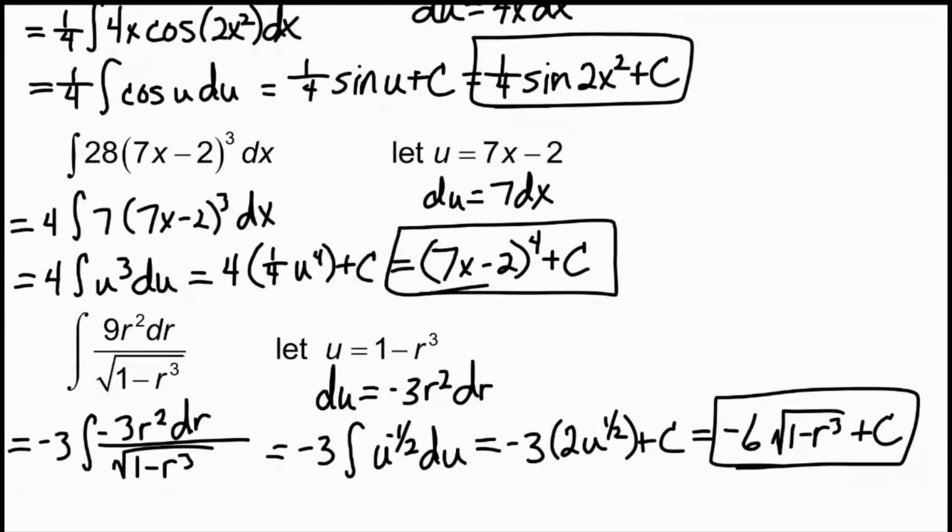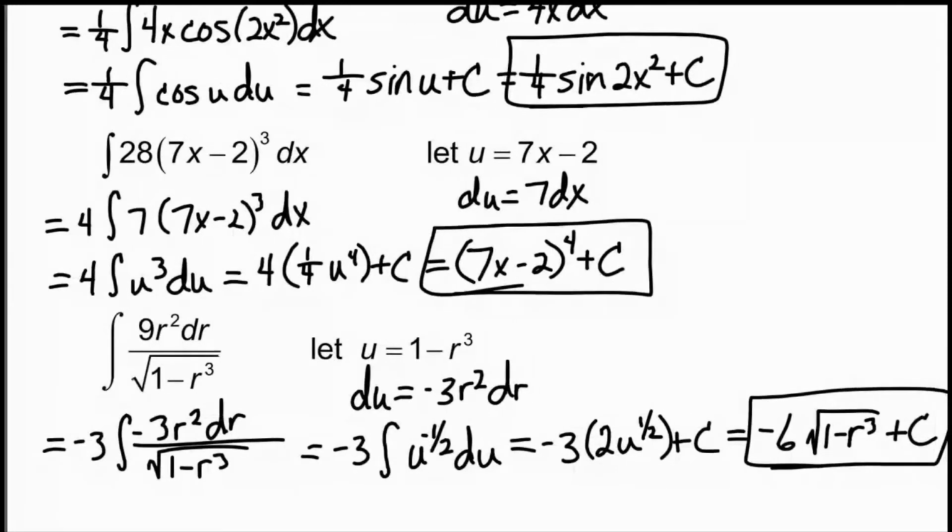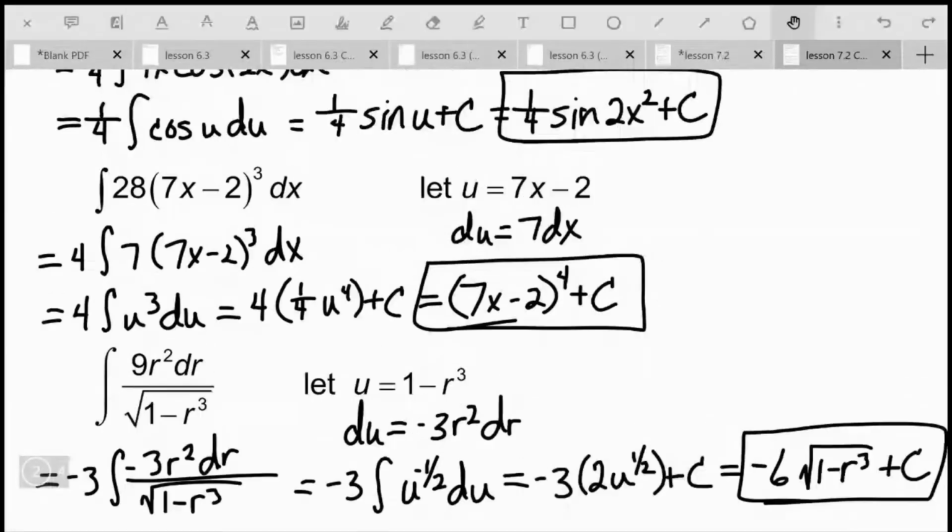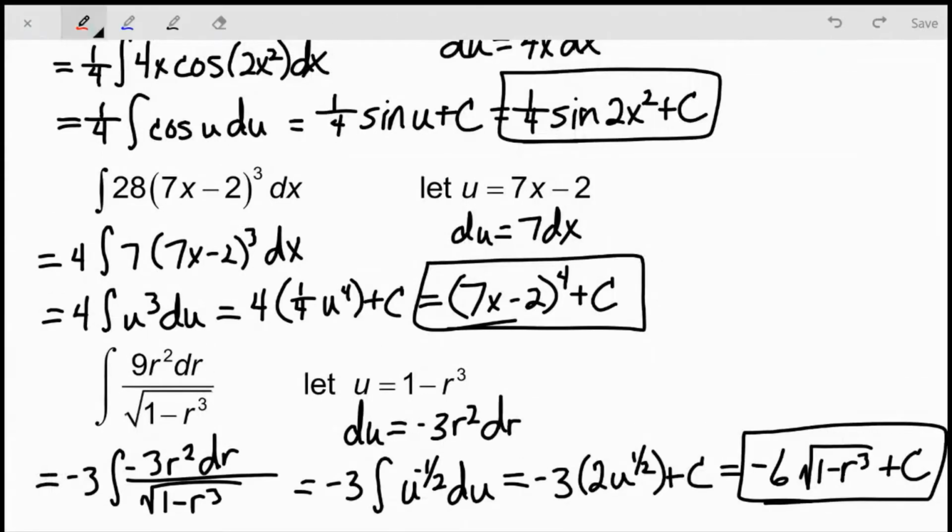So what's in the denominator there, this part right here, becomes u to the 1/2 in the denominator. So that's the same as u to the negative 1/2. So that's where that came from. And then the negative 3r squared dr becomes the du. And then from there, again, it's just power rule. So add 1 to the exponent, divide by the new exponent.